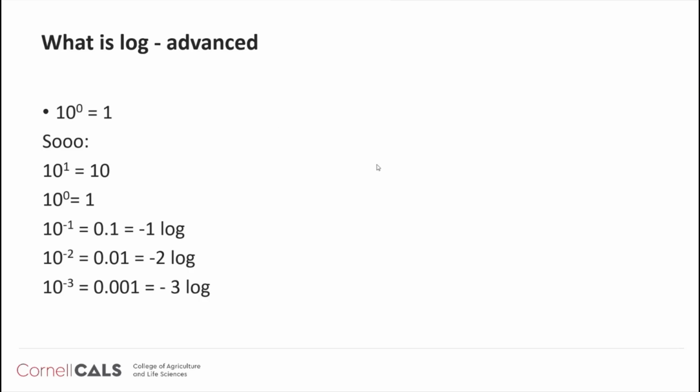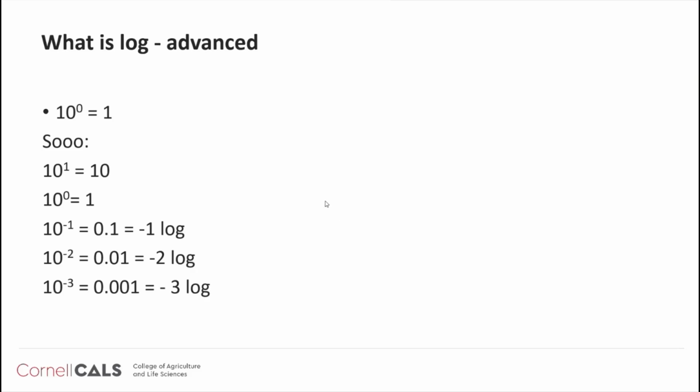So how so? We talked about log. 10 to the 1 is 10. 10 to the 0 is 1. 10 to the minus 1 is 0.1. 10 to the minus 2 is 0.01 and is known as minus 2 log. 10 to the minus 1 is minus 1 log. 10 to the minus 3 is minus 3 log. pH is actually on a negative log scale.